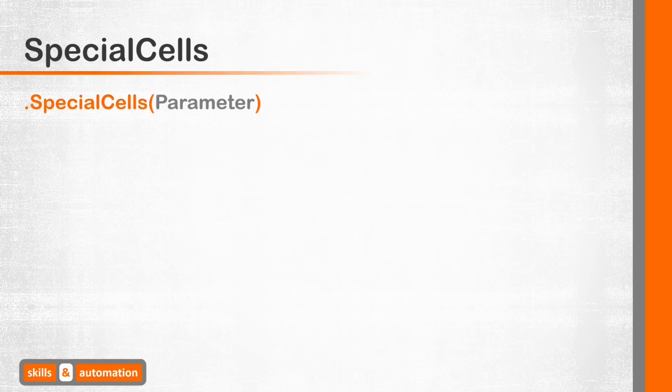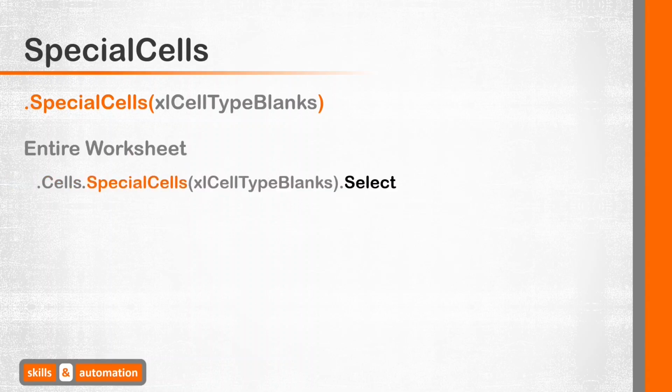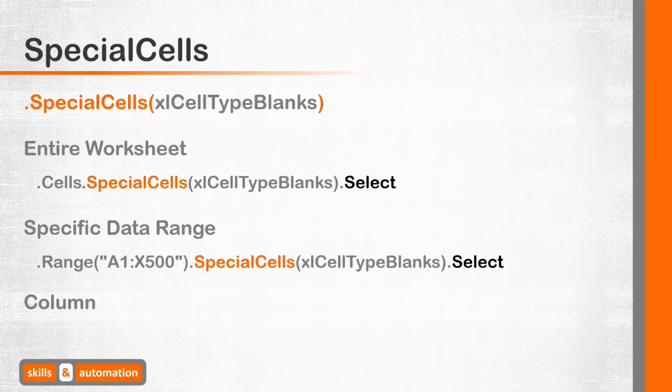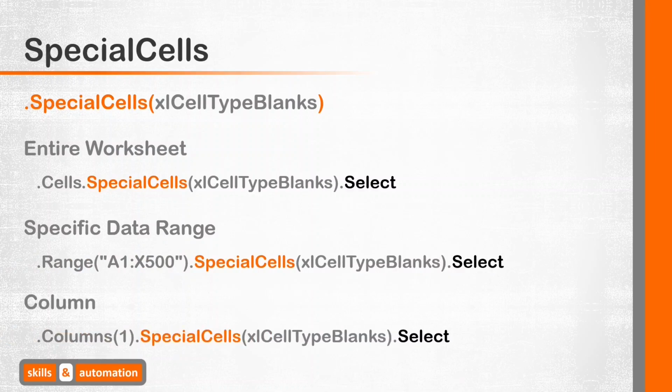SpecialCells is a method that returns a range object, which is a cell or a group of cells, and this is based on the parameter that we supply to that method. The parameter that we are particularly interested in is the cell type blanks parameter, which returns all the blank cells within the range that we have selected. And the range can either be the entire worksheet, or a specific data range, or even a column. In all these examples, we have just selected the blank cells within a specified range. But we can go ahead and delete the row in which each of those blank cells are located. All we need to do is replace the select code with entire row.delete.